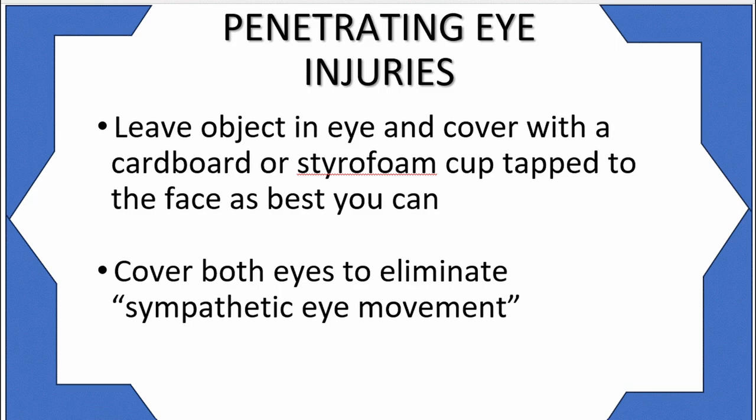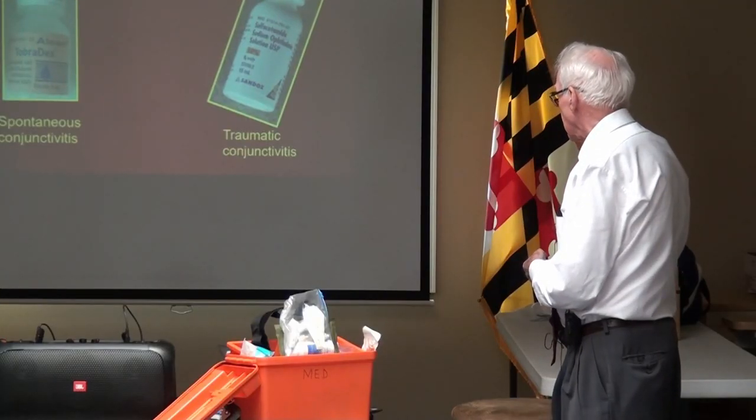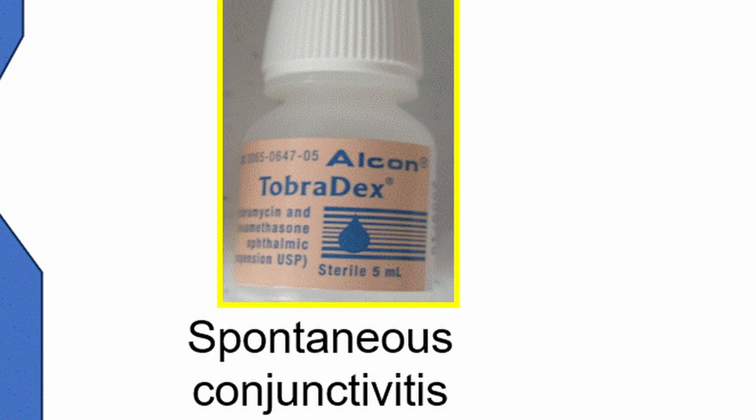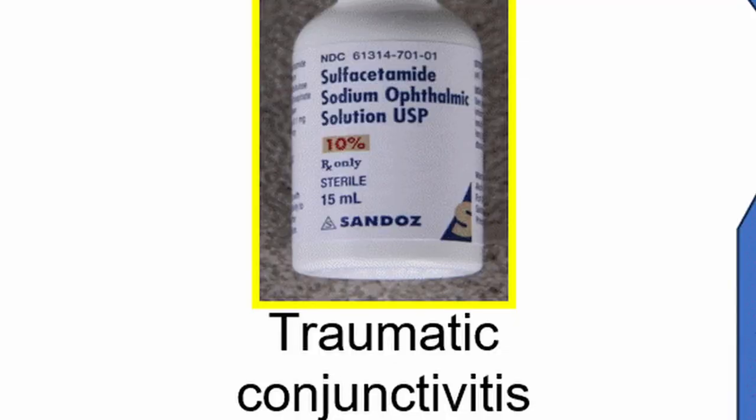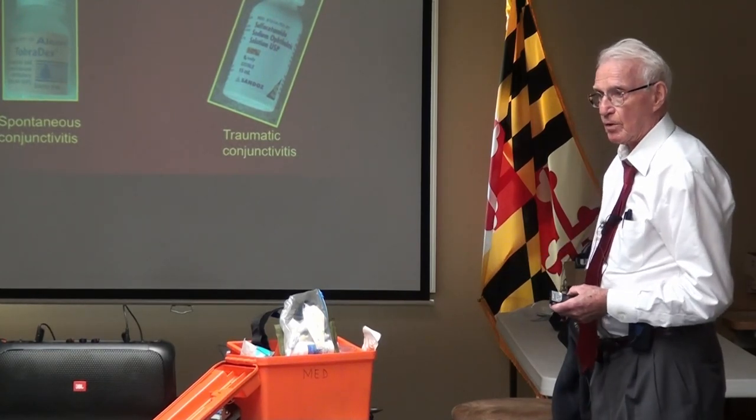He said if you're offshore, maybe he would recommend that you have sulfacetamide. That's another one that's on your list for any traumatic injury of the eye. That's what Howard recommended. Leave the object in the eye, cover it with a cardboard or styrofoam cup taped to the face as best you can tape it. Okay? Fortunately, I've never seen that. But I take Tobradex for conjunctivitis, and I take sulfacetamide, which is meant for traumatic injuries of the eye if somebody gets scraped or punctured. And maybe it's not enough to have them go anywhere. They can live with it.